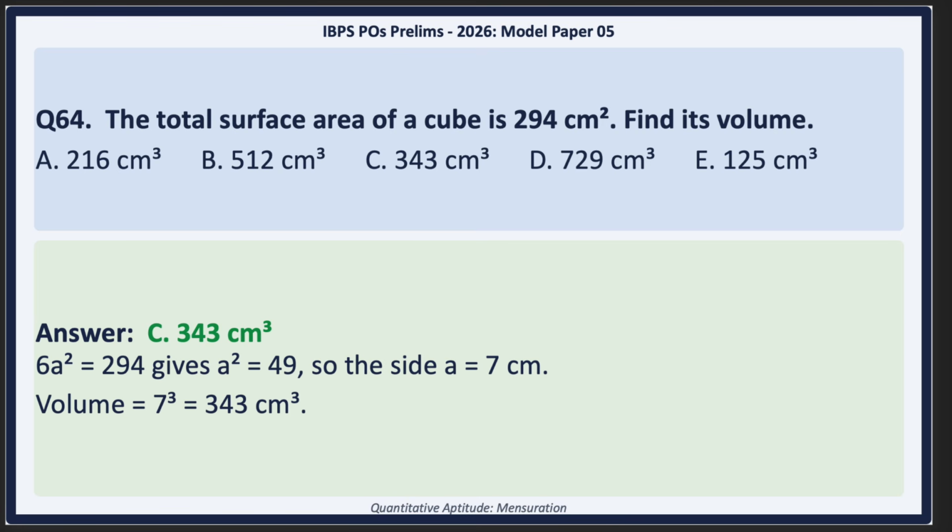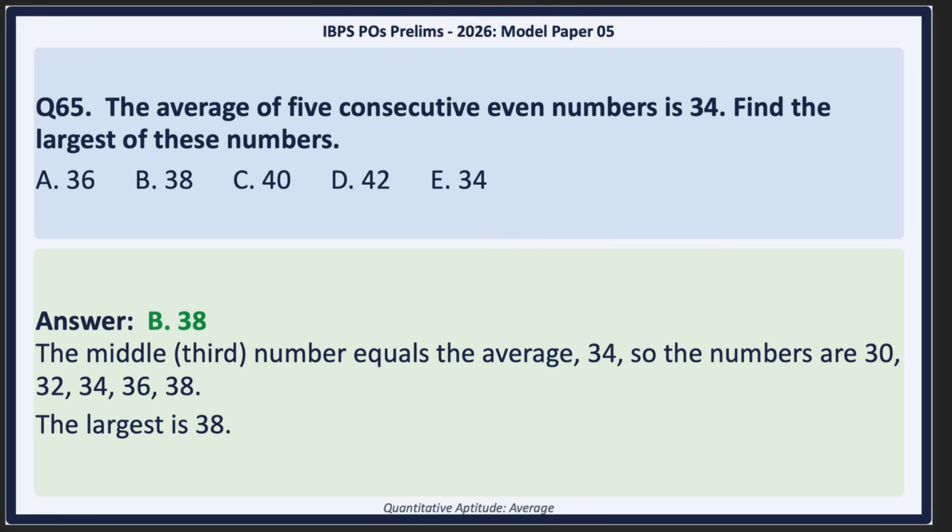So since surface area is 6 times the side squared, 294 divided by 6 means the side squared is 49. The side is 7. Volume is 7 cubed, or 343. And final question 65. The average of 5 consecutive even numbers is 34. Find the largest. What's fascinating here is a fundamental, almost magical rule of averages. For any odd number of consecutive evenly spaced integers, the average is always the dead center number.